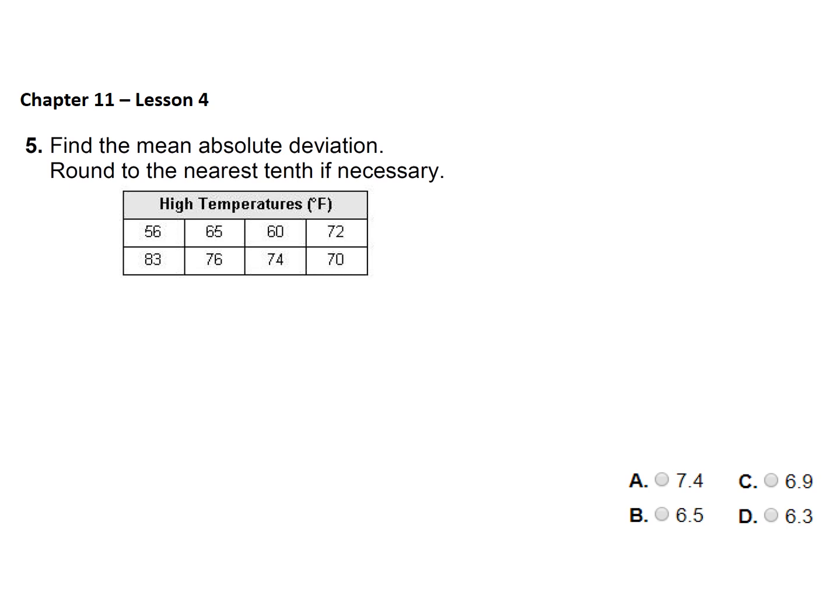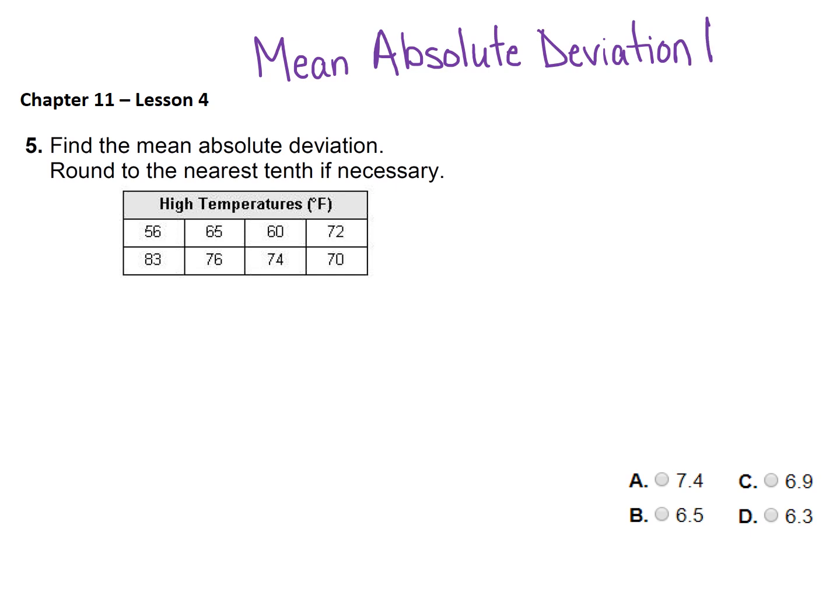Find the mean absolute deviation, round to the nearest tenth if necessary. So mean, absolute, deviation, and we're going to just add the word mean one more time. So step 1, we're going to work backwards. We're going to find the mean. All right. Notice, just so you know, we have 1, 2, 3, 4, 5, 6, 7, 8 pieces of data now, and we have to find the sum.